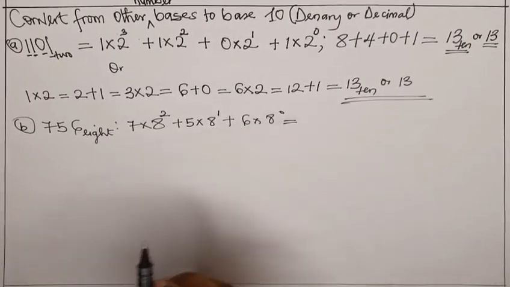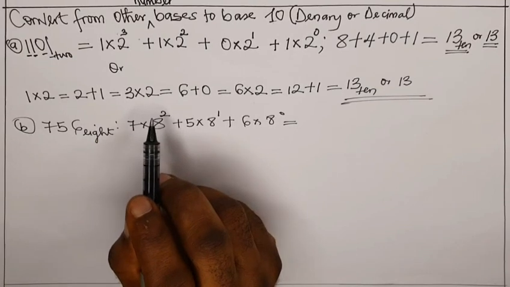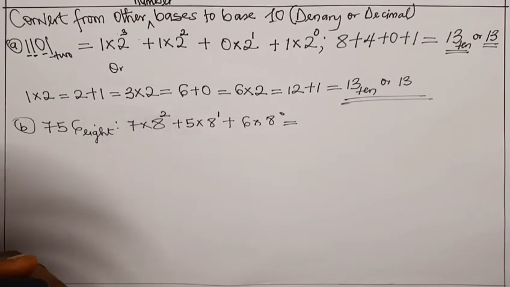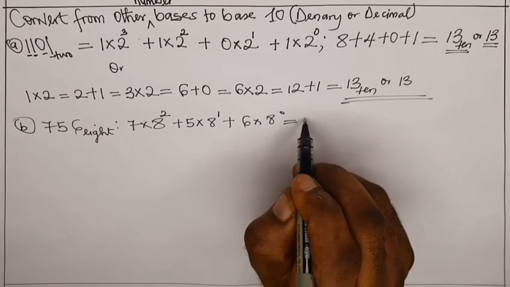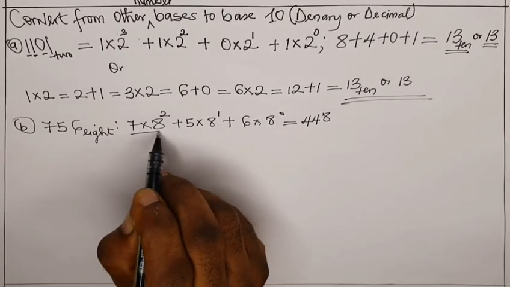Now we're going to simplify. First, we know that 8 squared is going to give us the number 64. So all we need to do at this stage is to multiply the number 64 by the number 7. So if we multiply the number 64 by the number 7, that gives us 448. That's for this part.